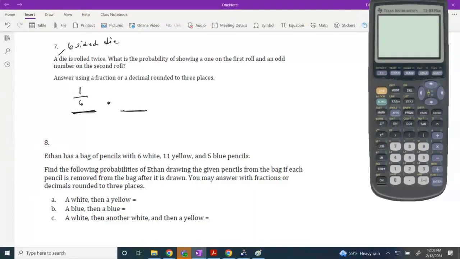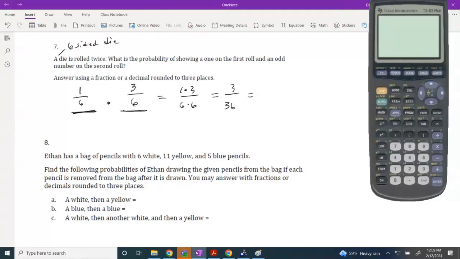For my second roll, I want to roll an odd number. So for my second probability, there's still 6 numbers to choose from. How many odd numbers are there? 3, right? There's 1, 3, and 5. So there's 3 odd numbers. So we're going to calculate the probability. We multiply the numerators, so 1 times 3 is 3, and 6 times 6 is 36.